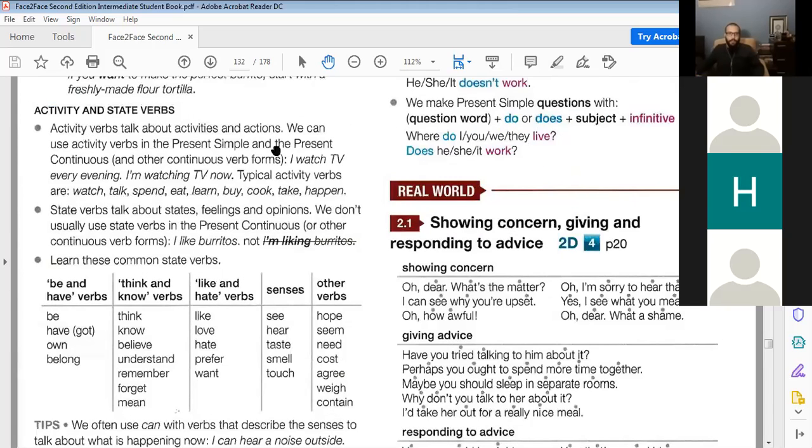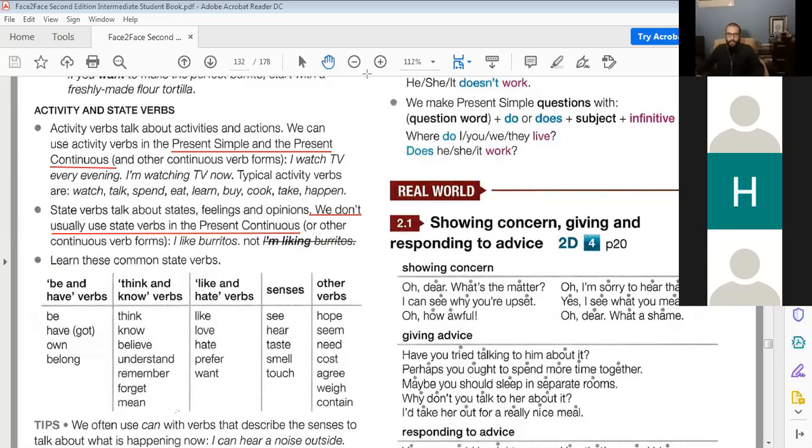Activity verbs talk about activities. So, like I said, the key with activity verbs is you can use them in the present simple and the present continuous, no problem. But with state verbs, we don't usually use them in the present continuous. This is one of the biggest differences between activity verbs and state verbs. So you should say, I like burritos. You shouldn't say, I'm liking burritos. It doesn't make sense.